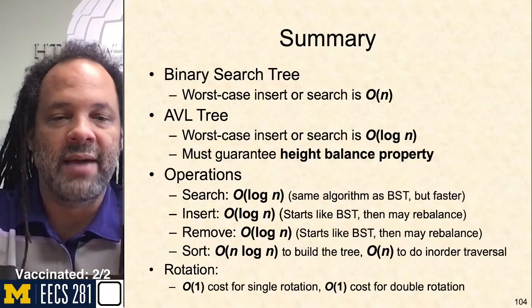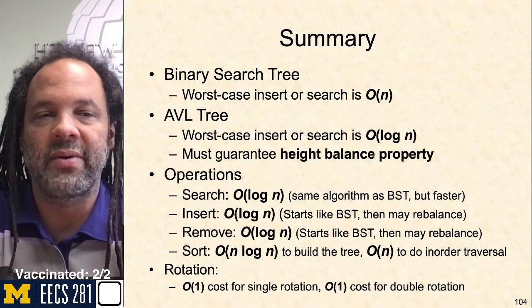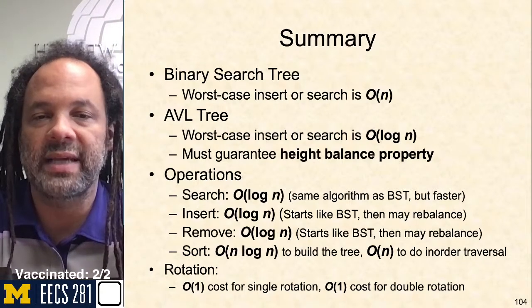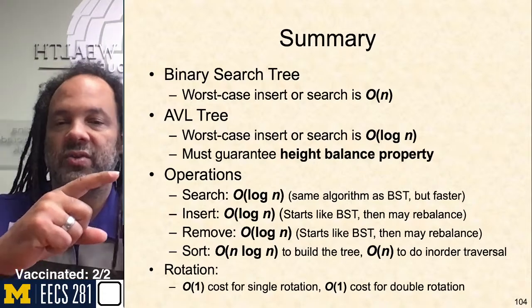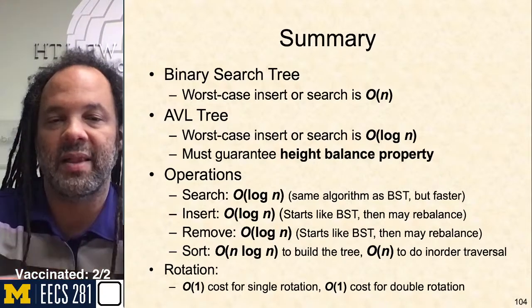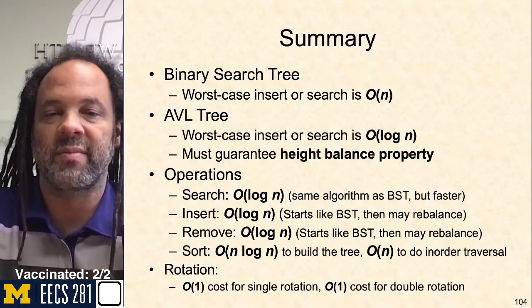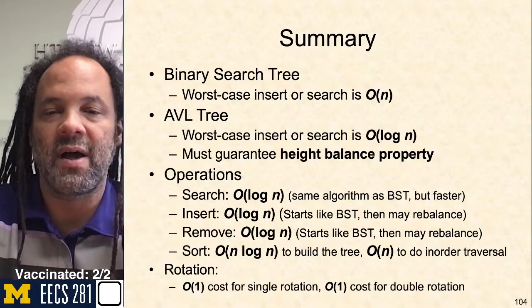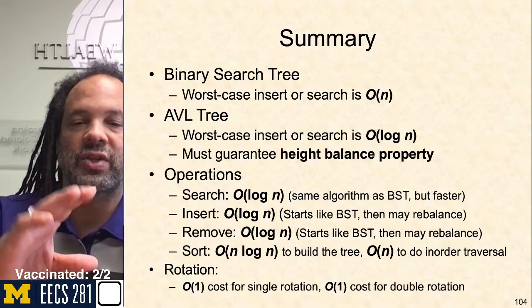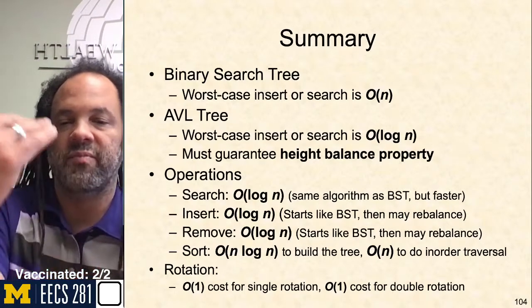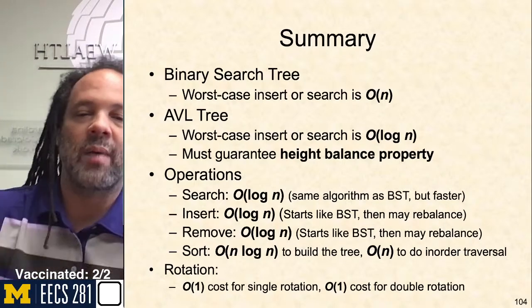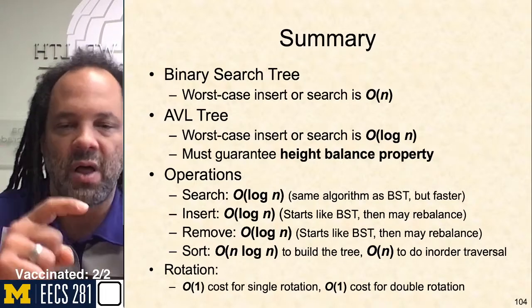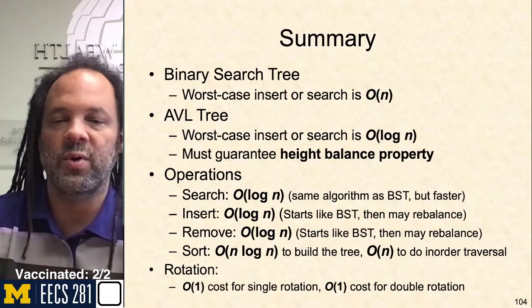All right, it's time for my summary slide here. We talked about binary search trees. We know that their worst case insert or search is linear because we can have sticks. AVL trees are BSTs that have this height balance property that prevents the worst case from ever getting worse than the big O of log n. The operations search, insert, remove, and sort are all predicated on that height. So when we keep it at log n, we end up with log n for search, log n for insert, log n for remove, and sort.